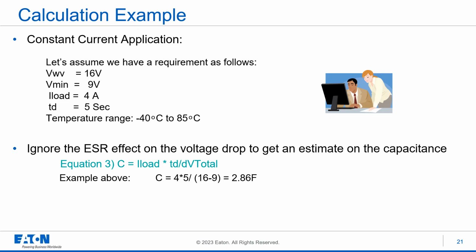Let's take an example. We have a 16-volt system which can operate down to 9 volts. The load requires a constant 4 amps for 5 seconds. We can get an estimate of the capacitance needed by ignoring the ESR drop, using equation 3 from the previous slide, with 4 amps for load current multiplied by 5 seconds, and the total voltage window of 7 volts, we find that we need 2.86 farads. This is the capacitance for the system, not necessarily a single capacitor.